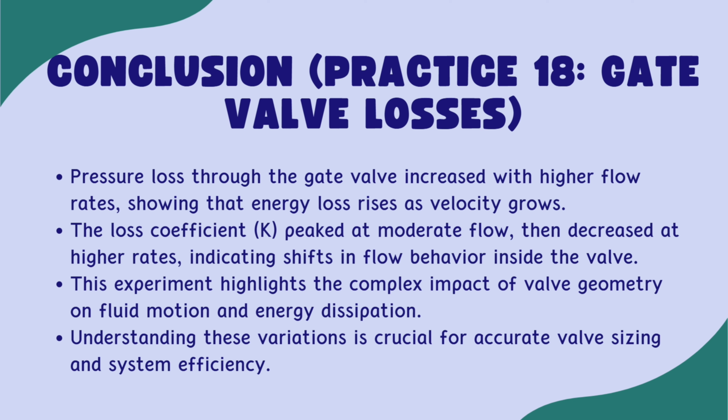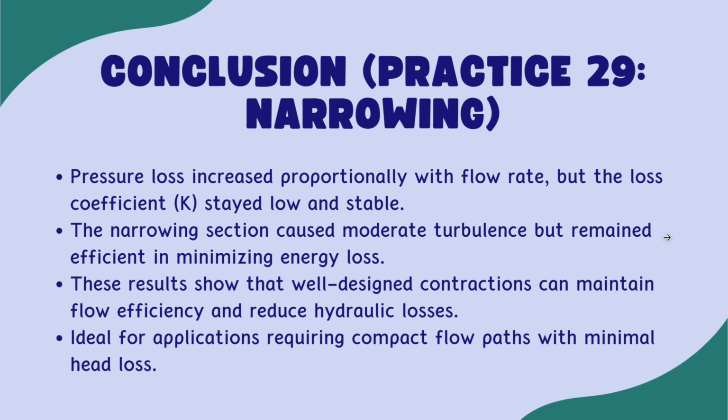The gate valve experiment shows that pressure loss rises with flow rate, but K peaks at moderate flow and drops at high rates, showing complex flow behavior inside the valve. The narrowing experiment revealed that while pressure loss rises with flow rate, the loss coefficient remains relatively stable. Proper narrowing reduces turbulence efficiently.